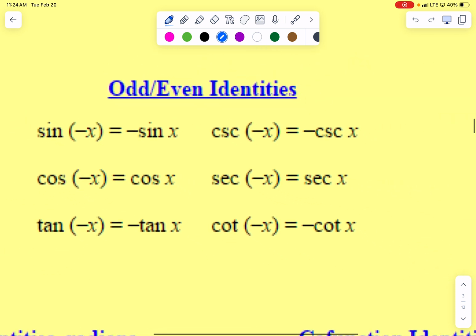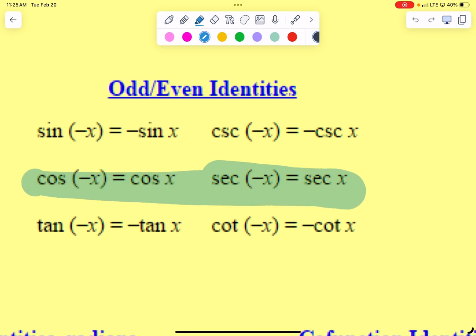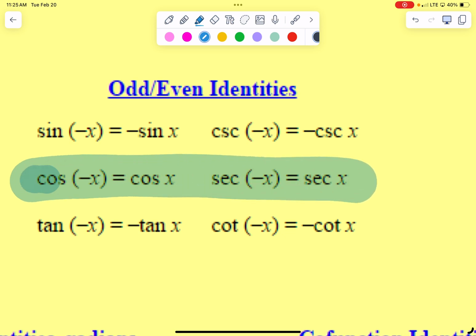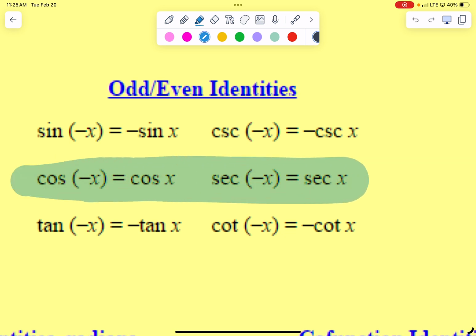Even and odd identities. Now, you know how even and odd functions look. Even functions are symmetric with respect to the y-axis, so f of x equals f of negative x, which is why cosine is even. The rest of them are odd, so f of negative x equals the negative of f of x. So cosine and secant are even, the other ones are odd.